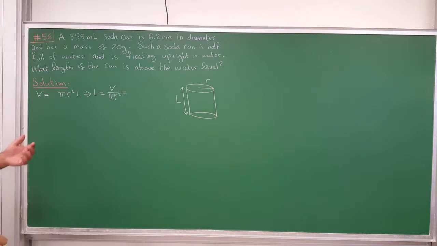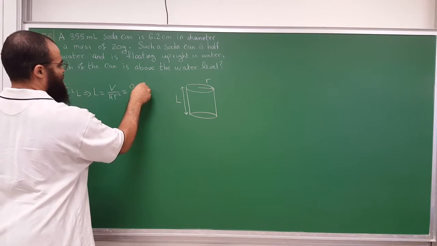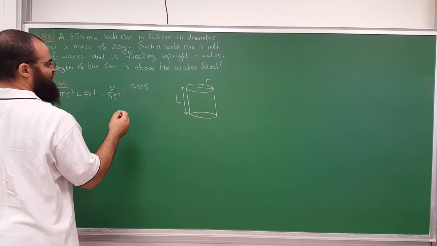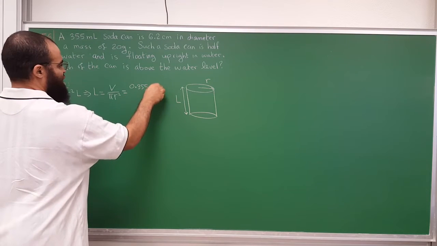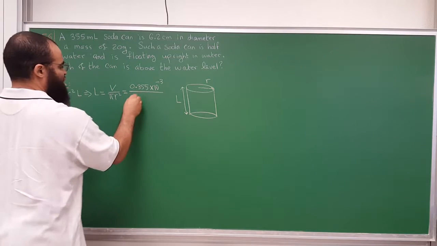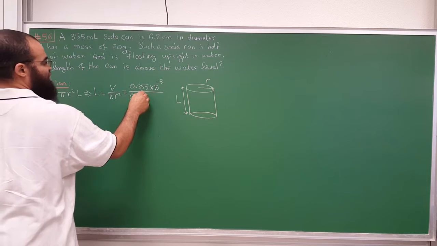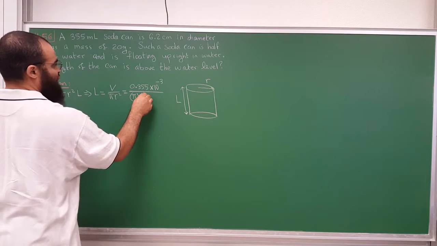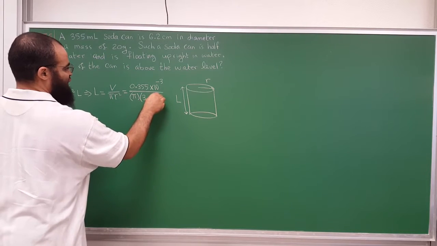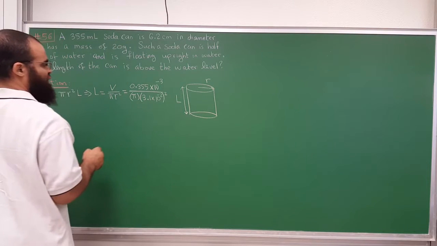So L will be the volume divided by pi r squared. The volume is 355 milliliters, so that's 0.355 liters. But a liter is 10 to the minus 3 cubic meters, so I'm going to multiply by 10 to the minus 3. So this is now in cubic meters. Divided by pi, the diameter is 6.2 centimeters, so that's 3.1 centimeters for the radius, so 3.1 times 10 to the minus 2 to change it to meters, and then we need to square it.